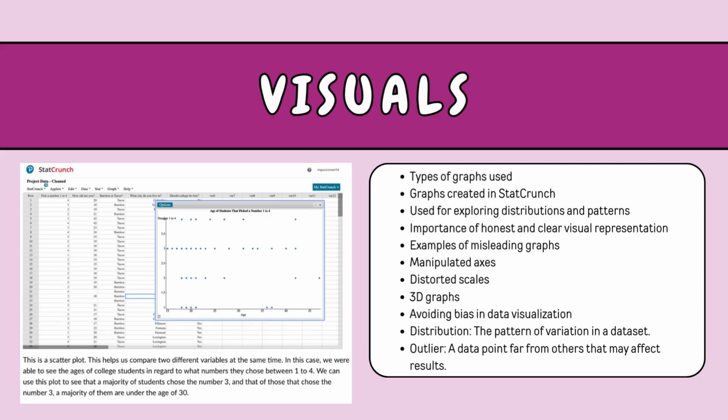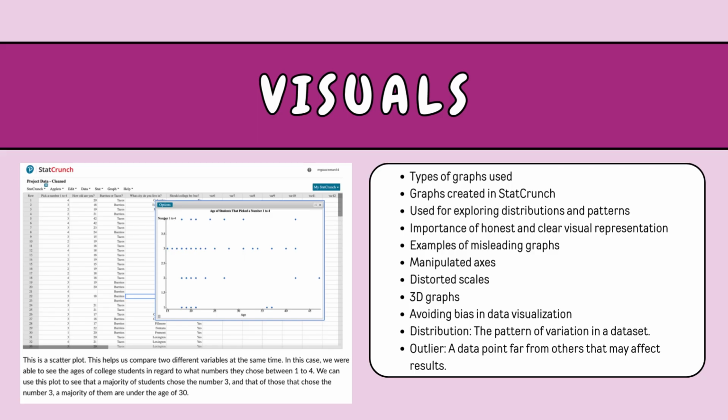So after we had cleaned up all of the data, we were able to start playing with more interesting features of StatCrunch. For example, we did visuals. Once the data set was clean, one of the first things we did was create different types of graphs, like bar charts or scatter plots, like what you see there. This scatter plot that I did was for age and picking a number 1 through 4, so this was comparing 2 different variables at the same time.